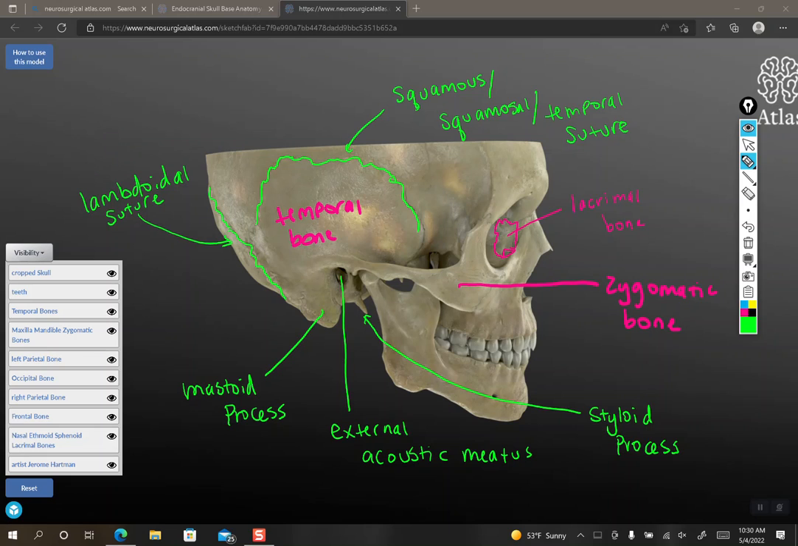So I'm going to conclude this since my lab is starting. But in the next video, we will flip this around and look at the back view, and we'll also look at the underside of the skull and look down into the brain pan and see what there is to see.